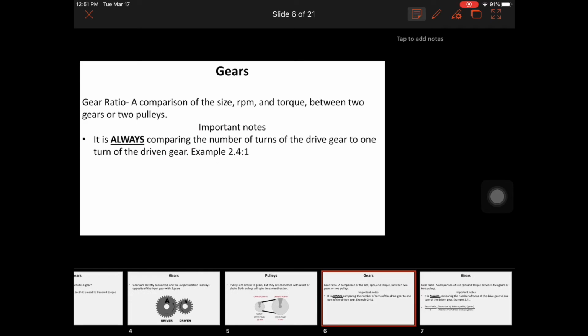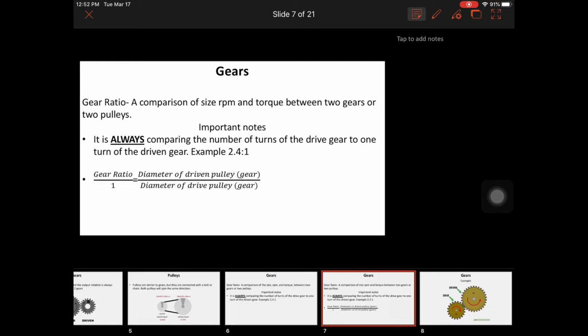A gear ratio, we need to make sure we understand, is a comparison of the size, RPM, and torque between the two gears or pulleys. We have to remember it is always comparing the number of turns of the drive gear to one turn of the driven. So we are always going to express it as a number to 1. In this example, the drive gear is going to rotate 2.4 times for every revolution of the driven. We have to figure out how to do that calculation today, and that's going to be your assignment. When we calculate this, it's not too terribly hard.